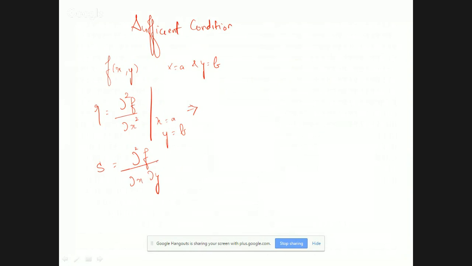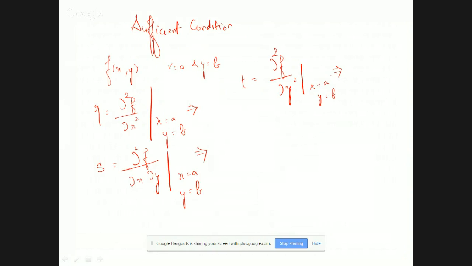First you do partial differentiation of the function with respect to x. Then with the result, you do it with respect to y. Then you will get s, and find out the value at x is equal to a and y is equal to b. Then you have to find t. T is second order partial differentiation with respect to y, and then find the value at x is equal to a and y is equal to b.